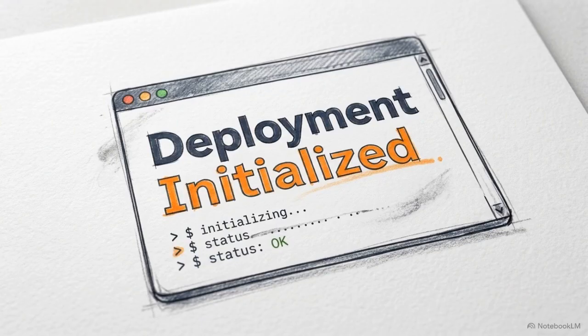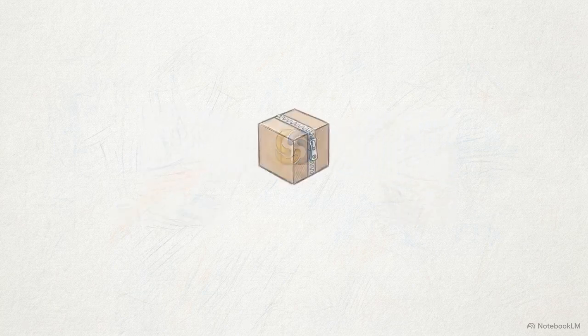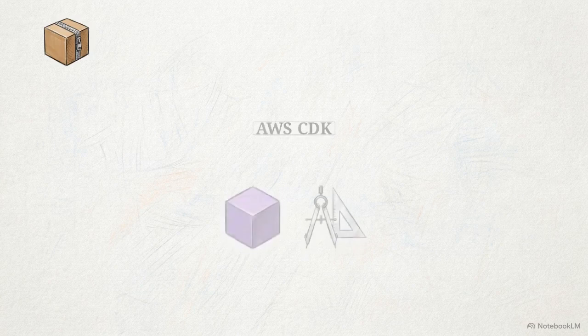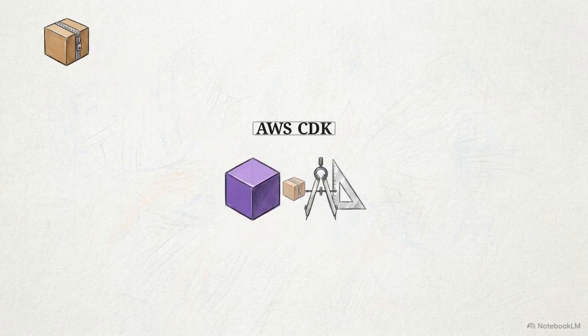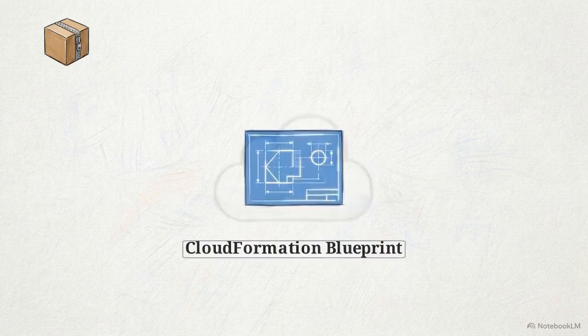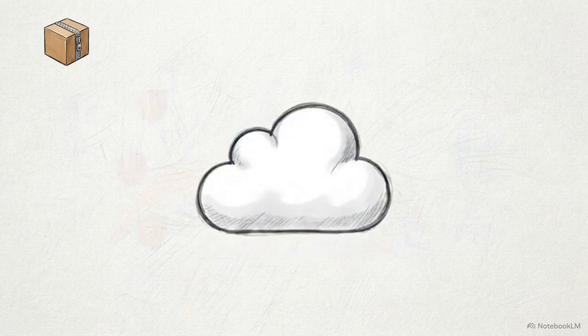Now we push our local work to the cloud. Return to your primary terminal and run agentcore deploy. This command initiates a three-phase sequence. First, the CLI reads your configuration and compresses your agent code into a standardized code zip archive. Second, the AWS CDK takes over. It uses that code to synthesize a precise blueprint, a CloudFormation template tailored to your specific deployment needs. Finally, AWS provisions the actual infrastructure.